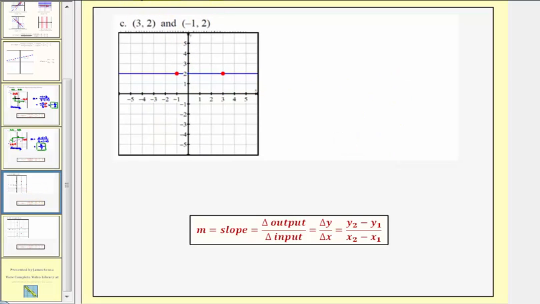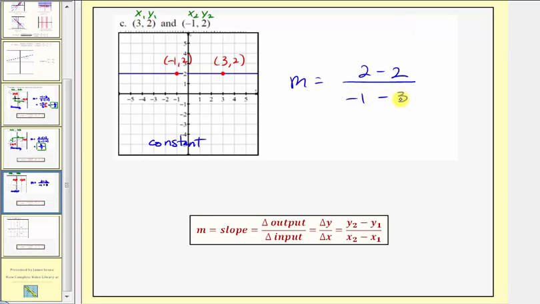For C, again, I've already plotted the 2 points. Here's the point 3, 2, and here's the point negative 1, 2. Notice how we have a horizontal line, and therefore this is a constant linear function. Determining the slope, we have x sub 1, y sub 1, x sub 2, y sub 2. So we have m, the slope, is equal to y sub 2 minus y sub 1, that's 2 minus 2. And then x sub 2 minus x sub 1, that'd be negative 1 minus 3.